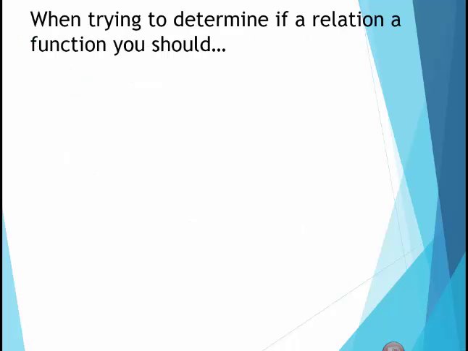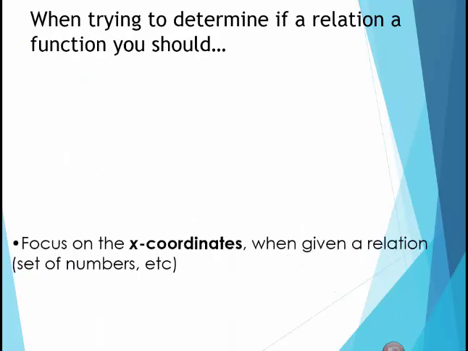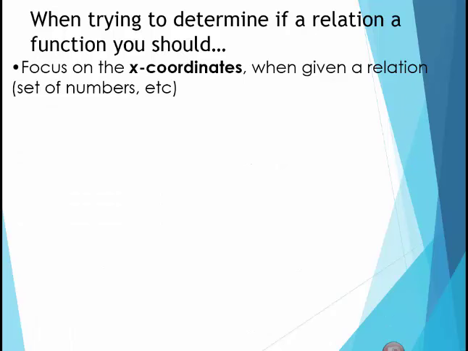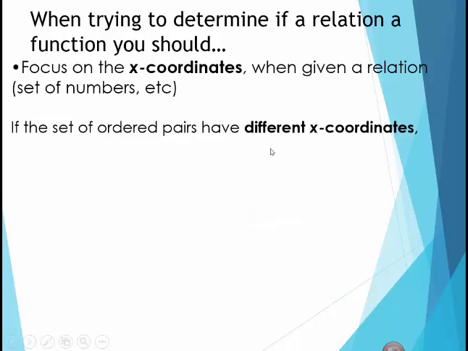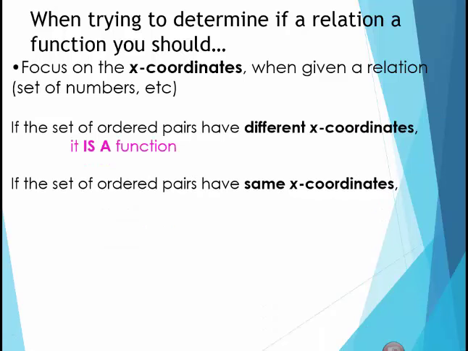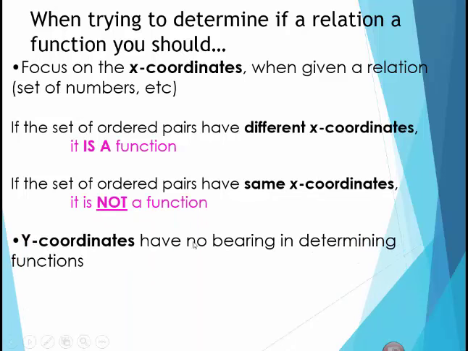So when you're trying to determine if a relation is a function, you should look at the x coordinates if you're given a set of numbers. And I like to take every set of numbers and make them into a coordinate so that you can see the x and the y. You're going to focus on the x, and you're going to see if every x has one y. If every x has one y, it is a function. If they have the same x coordinates, then it's not a function. Hit pause and copy these down. Looking at the y coordinate has no bearing in a function.